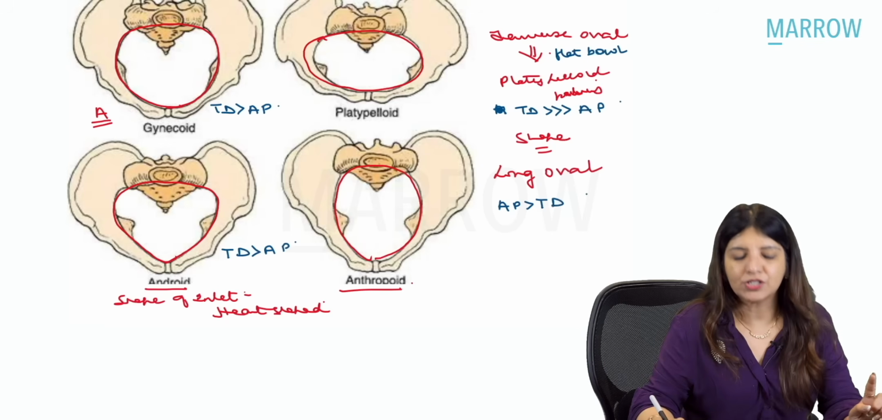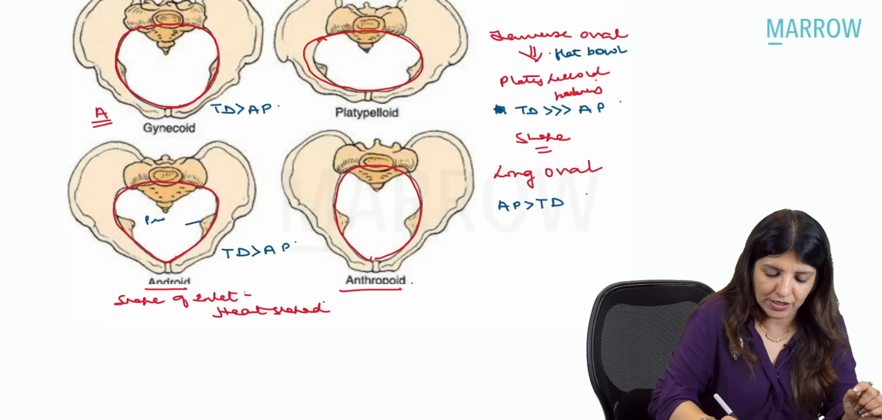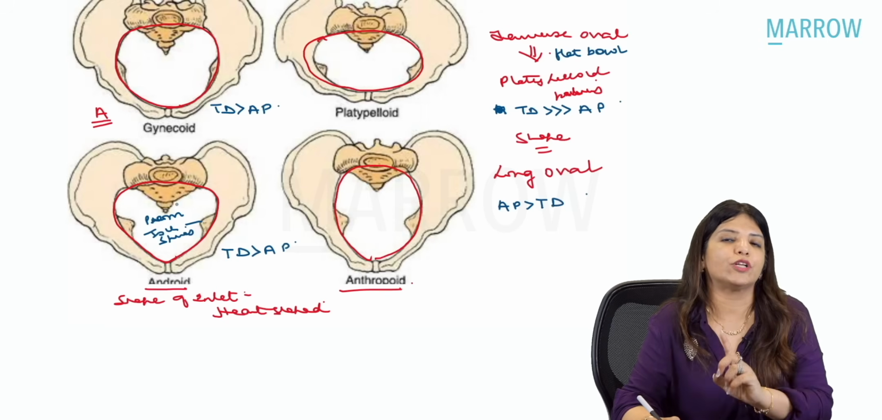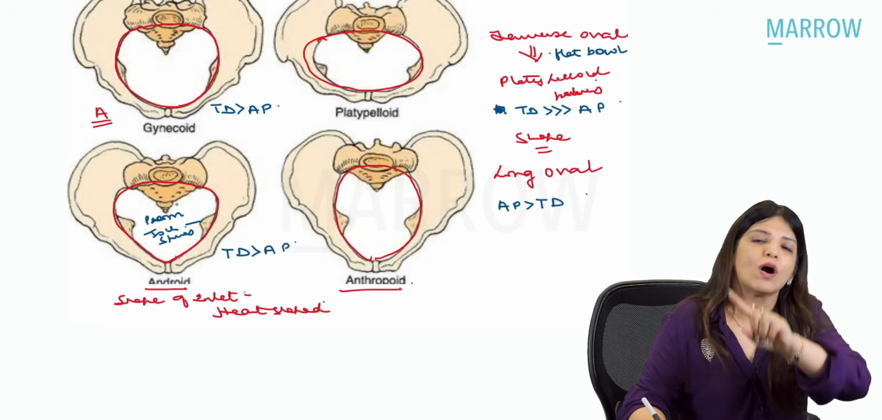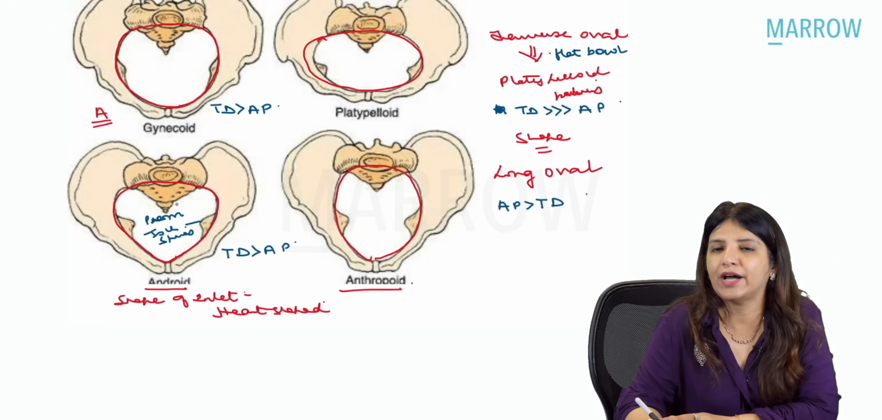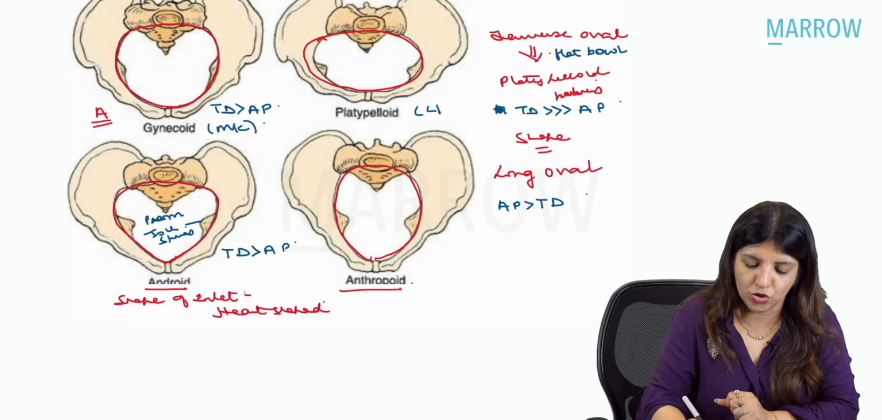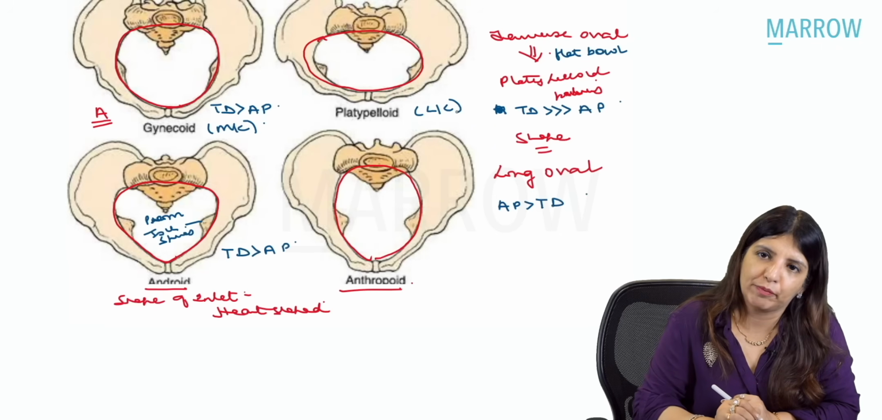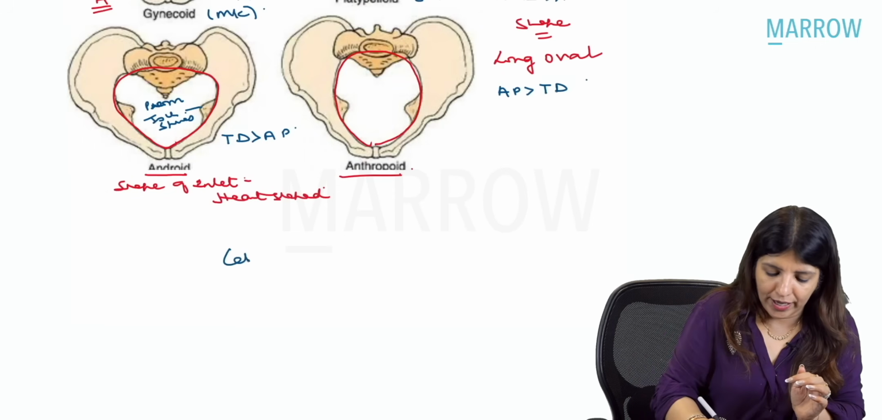The only pelvis in which the ischial spines are prominent is android pelvis. It has prominent ischial spines, but I am warning you, beta, you are not going to identify a pelvis based on ischial spines. You have to trace the shape of the inlet and then you have to identify the type of pelvis. Which is the most common pelvis? Gynecoid pelvis. Which is the least common pelvis? Platypelloid pelvis. What is this classification of pelvis called? Caldwell-Moloy classification.